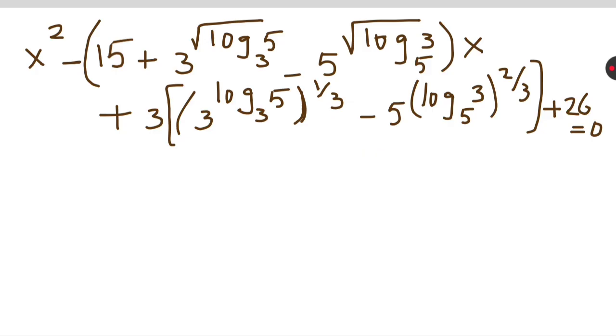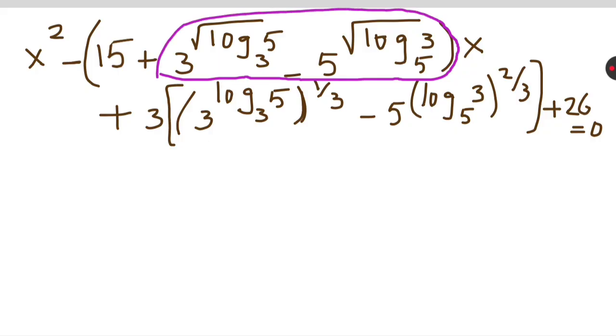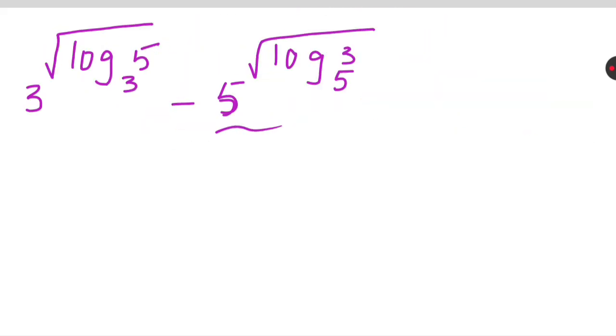Before finding the roots of this equation, let's simplify only the logarithm terms. So what we have is 3 raised to the power of square root of log 5 with base 3, minus 5 raised to the power of square root of log 3 with base 5. Let's observe only the second term, 5 raised to the power of square root of log 3 with base 5. Here we are going to apply a few logarithm properties to simplify this.